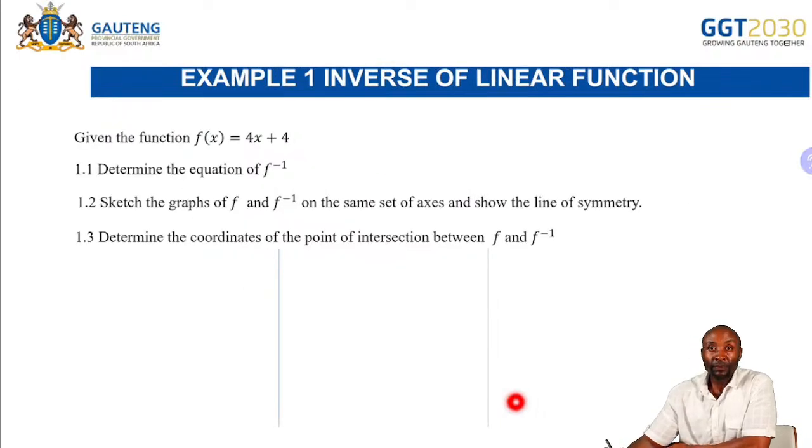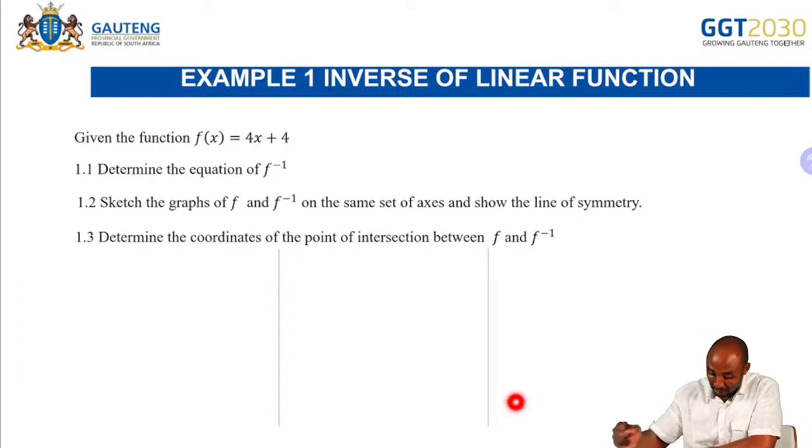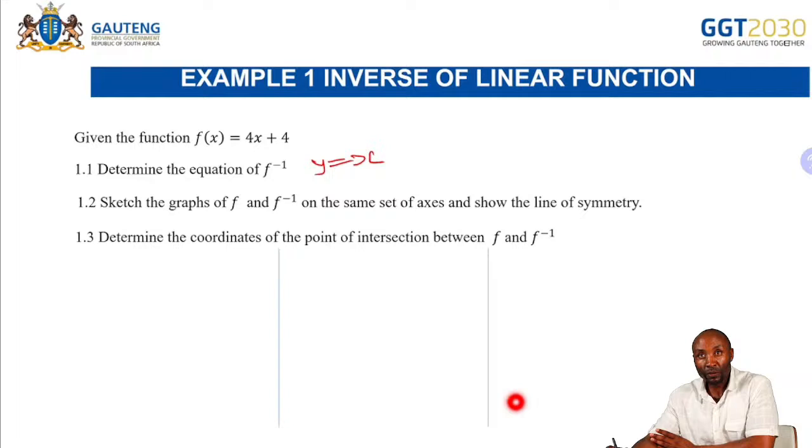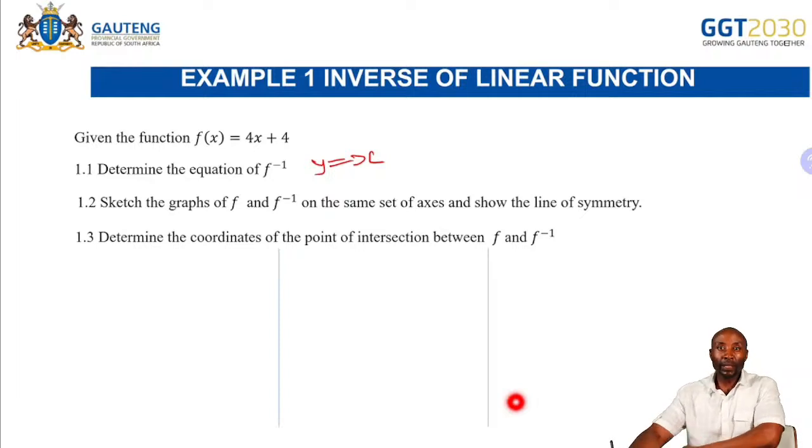Let's look at an example. I know I've been talking for too long. Quickly, if I can ask you for 2 minutes, you determine the equation of f inverse x in the form y is equal to x, given that our f of x is equal to 4x plus 4. Remember the process. You write in place of f of x, you use y equals. Step 1, you interchange x and y, and then you make y the subject. Your 2 minutes start now.